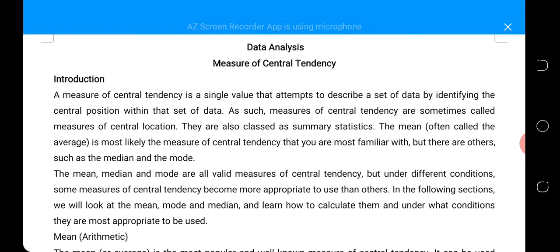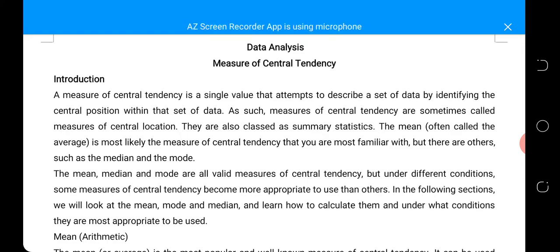measurement of central tendency. A measure of central tendency is a single value that attempts to describe a set of data by identifying the central position within that set of data. As such, measures of central tendency are sometimes called measures of central location. They are also classed as summary statistics.